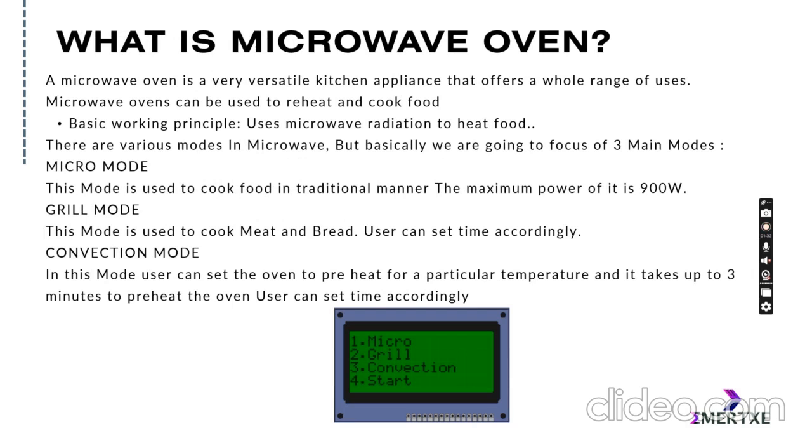So moving on to what is a microwave oven. A microwave oven is a widely used kitchen appliance that heats food using microwave radiation. The device offers different cooking modes, including micro mode for general cooking, grill mode for meat and bread, and convection mode for preheating and baking. And the user can set time in the convection mode accordingly.